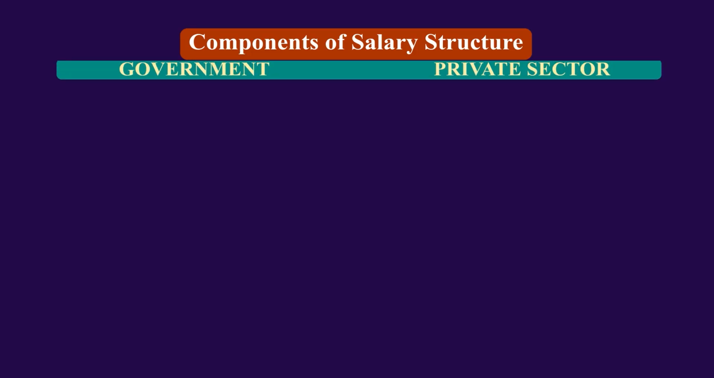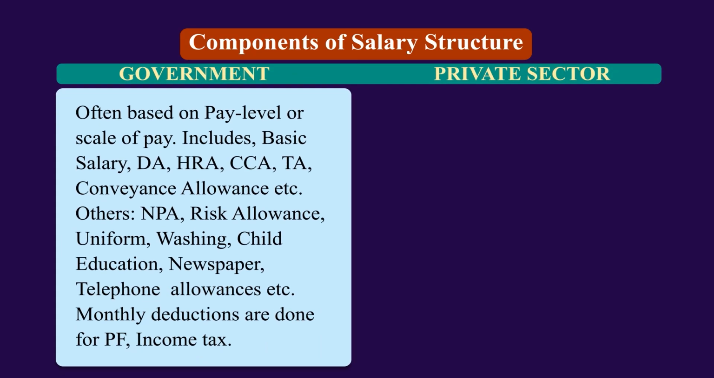Salary in the government is based on pay levels or scales of pay which are decided or declared by the government based on recommendations of various pay commissions. The listeners might be aware that recently the Government of India has notified the 8th Central Pay Commission, and it has the authority to modify the salary structure, the allowances, etc.